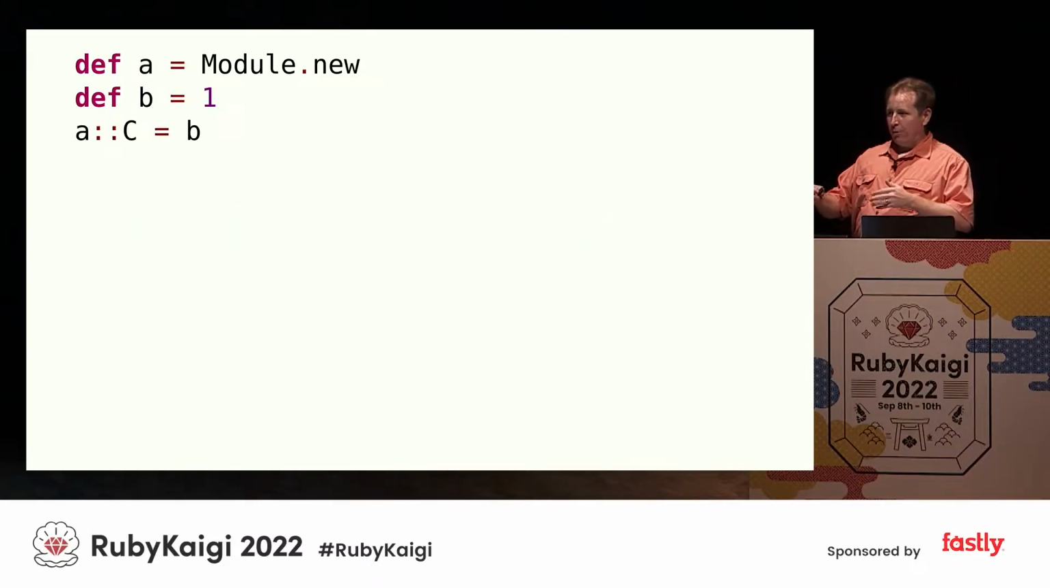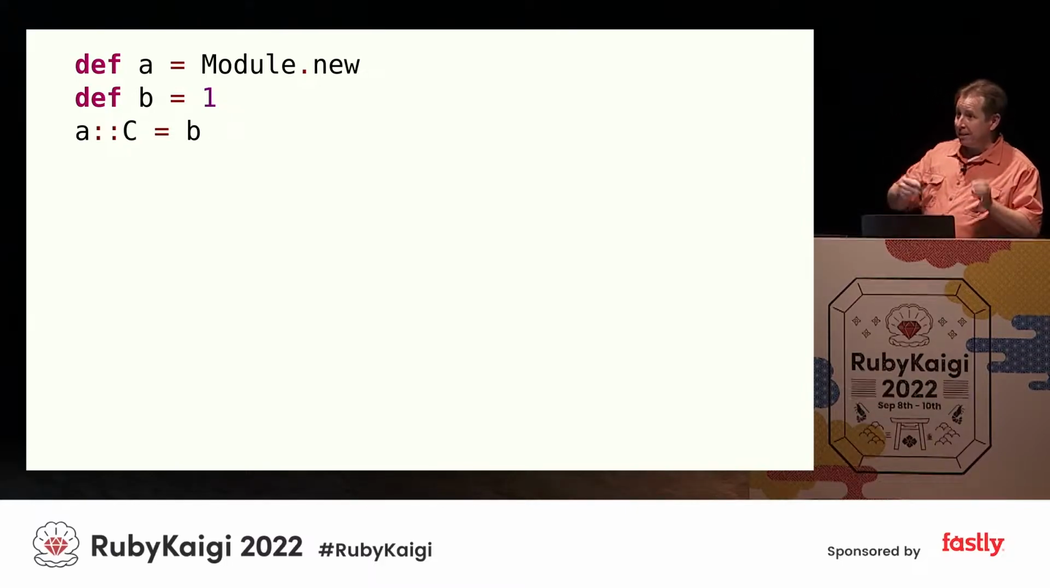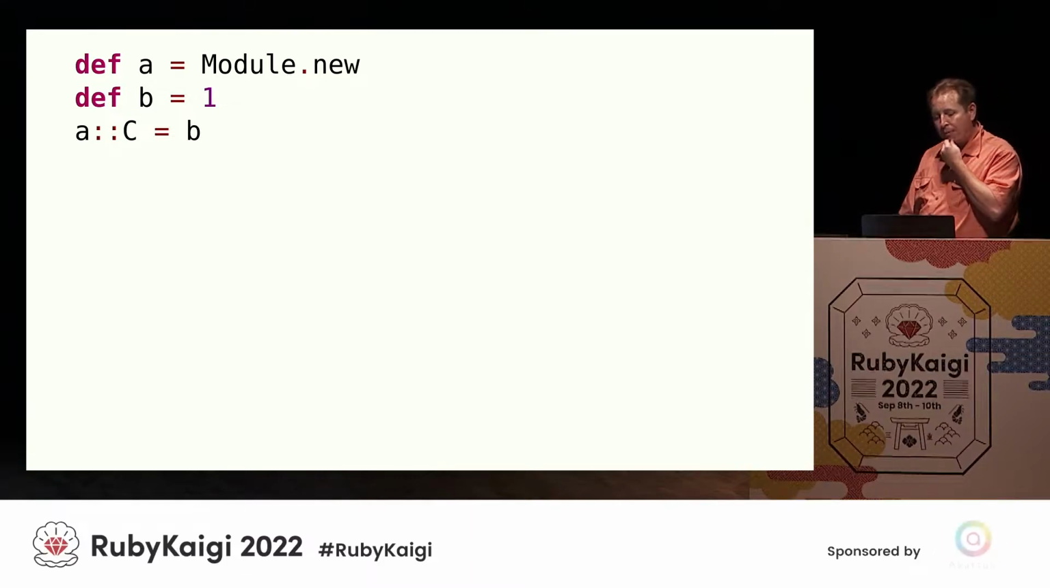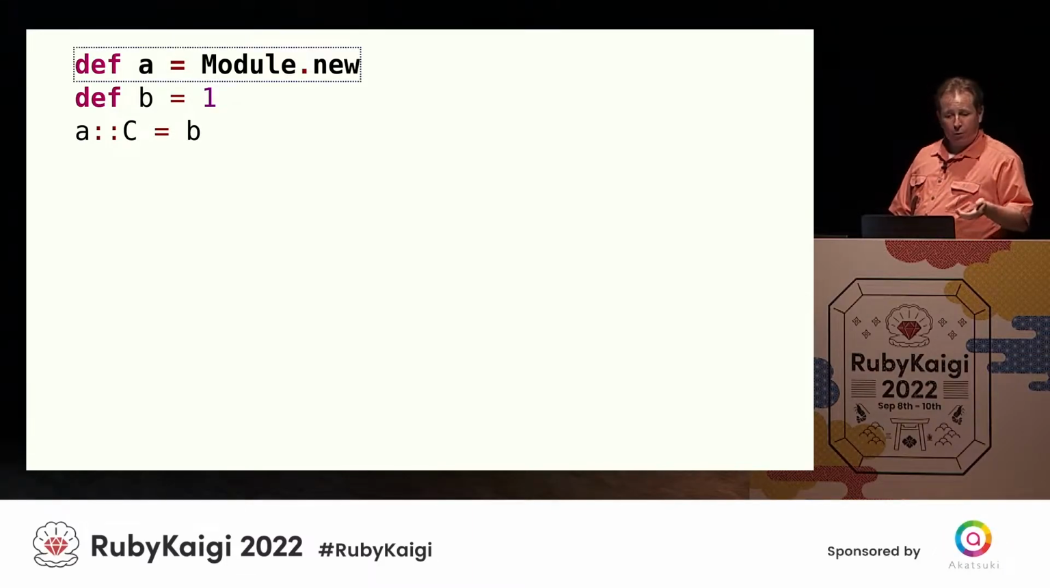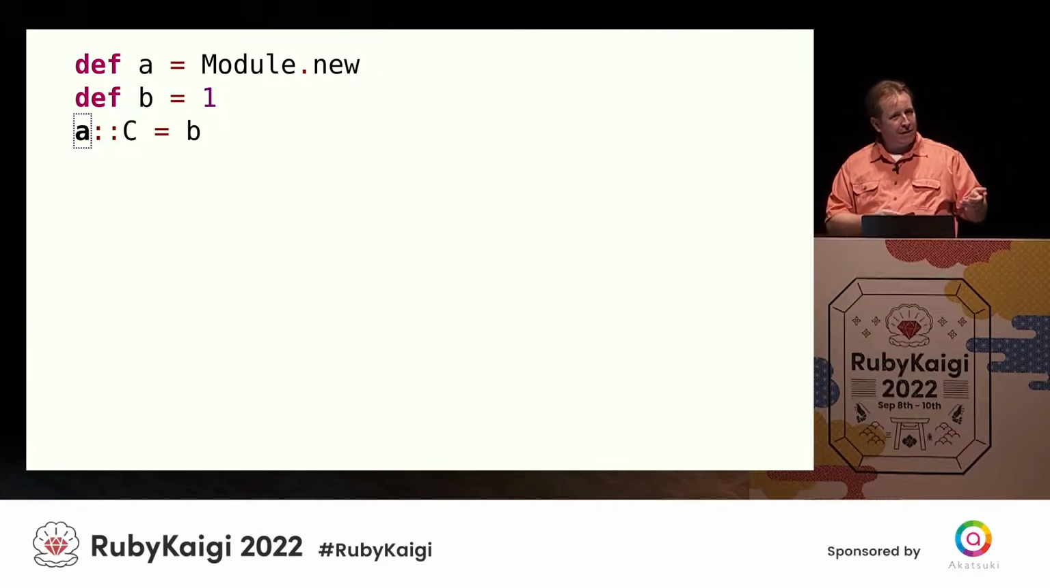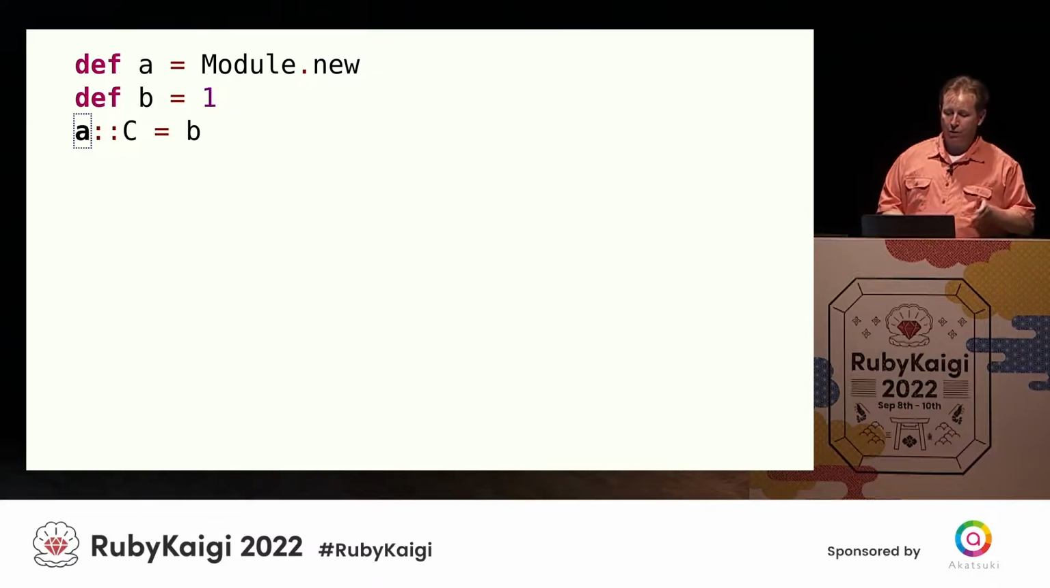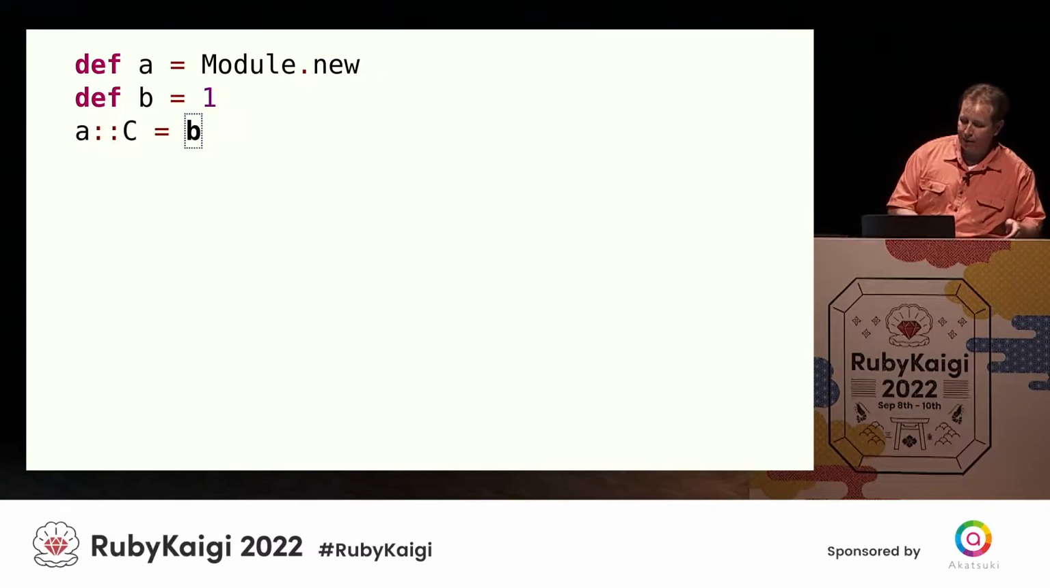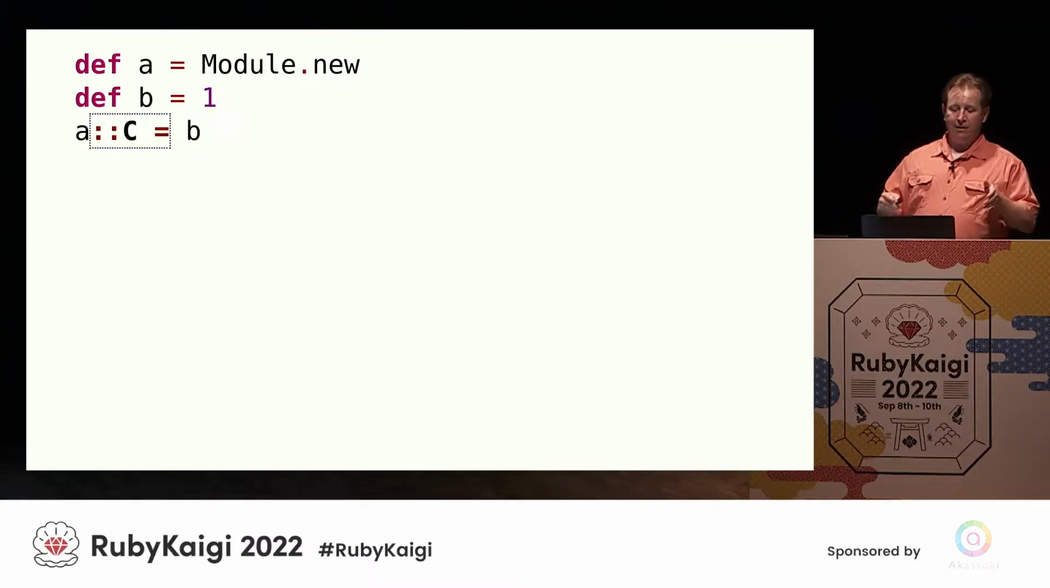So while not directly related to the multiple assignment order evaluation issue, there was a similar evaluation order issue for constant assignment. So here's an example of that. The code is similar to before, except that the A method returns a module. So here we have the assignment. And the left to right evaluation principle indicates that we should first evaluate the A method, and then evaluate the B method, and then set the constant on the result of the A method.